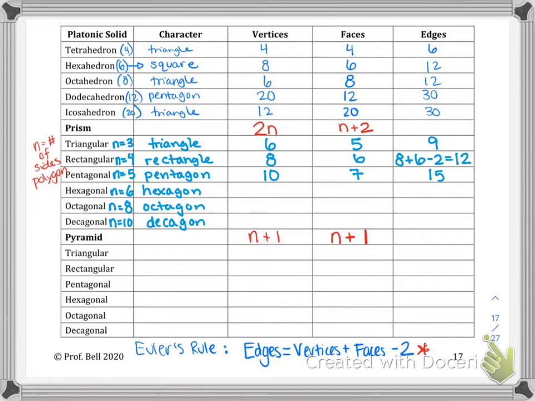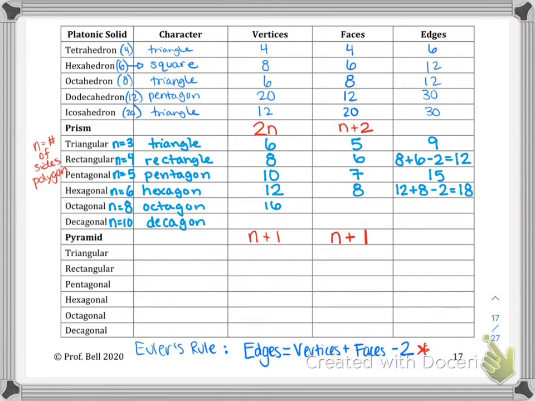Let's continue to fill in the rest for our prisms. When we talk about vertices, we talk about it being 2n. So if we're looking at a hexagon as a base, then that would be 2 times 6, or 12. Then we would go to faces. That would be 6 plus 2, or 8. Then, to find our edges, we do our equation. 12 plus 8 minus 2, which gives me 18 edges. 2 more. An octagon for a base of a prism means that we have 2 times 8, or 16 vertices.